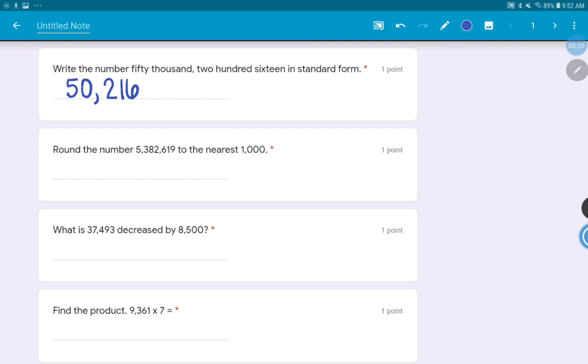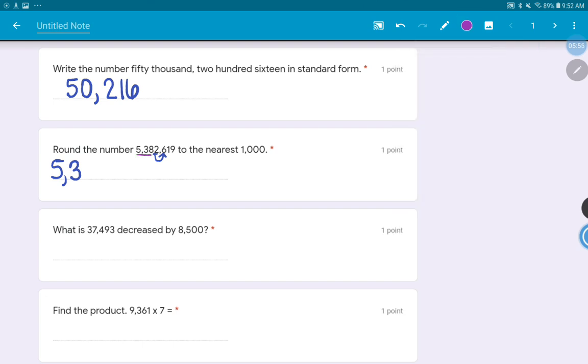Next, we're rounding the number 5,382,619 to the nearest thousand. How do we do that, Ansley? You would look at the thousands place and then look at the hundreds, and if the number in the hundreds place is higher than 5, then it's telling the 2 to round up. So it'll be 5,383,000. Very good.